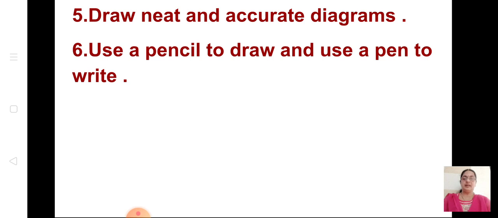Suppose you are drawing in the form of a tabular column. Draw the tabular column, the tree diagram or the flow chart using a pencil, and inside that, whatever you want to write, you have to write it with a pen. Understood the rules, children? Now let us see the different forms.